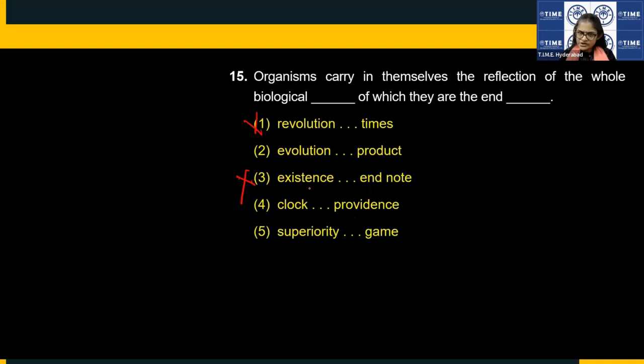Reflection of the whole biological clock of which they are the end providence. Very random words. Biological clock, you know, is our age rapidly advancing. That doesn't make sense here. End providence. Providence means fate. Okay, so no. Biological superiority of which they are the end game. What biological superiority, which organisms and what end game doesn't make any sense. Easy, right? Two is the right answer.